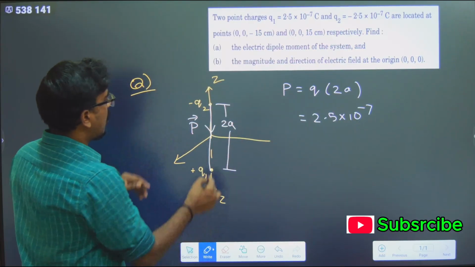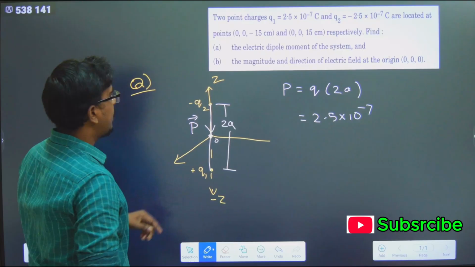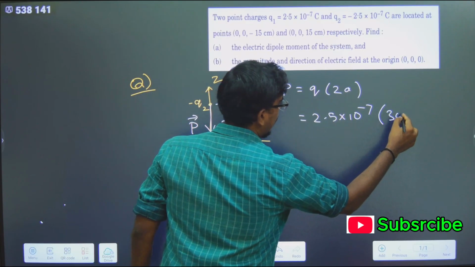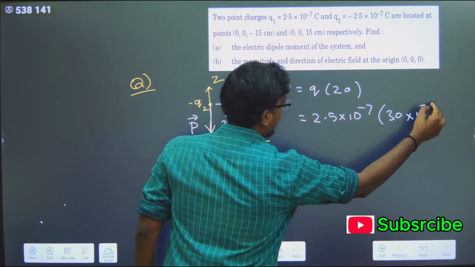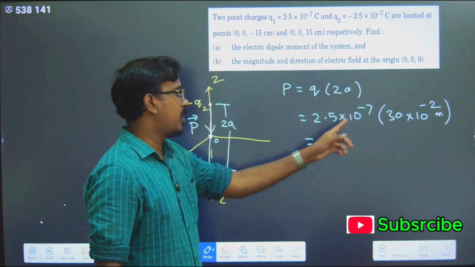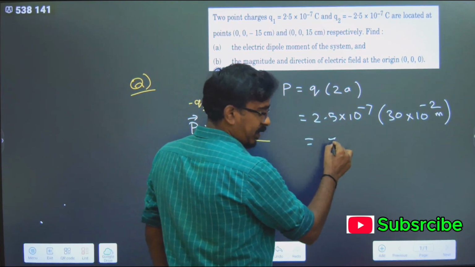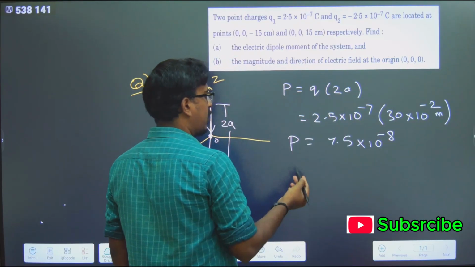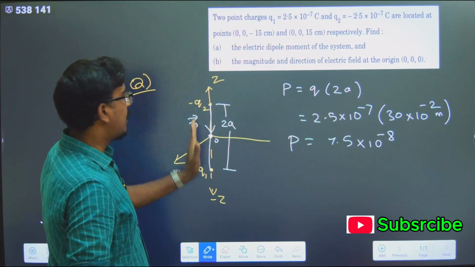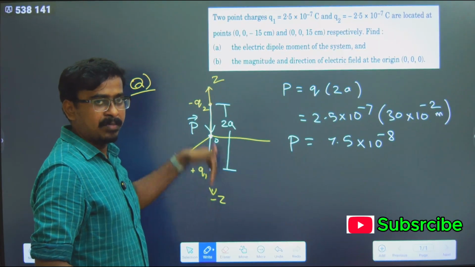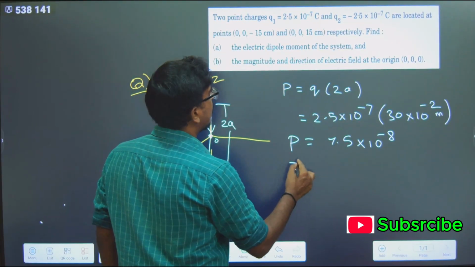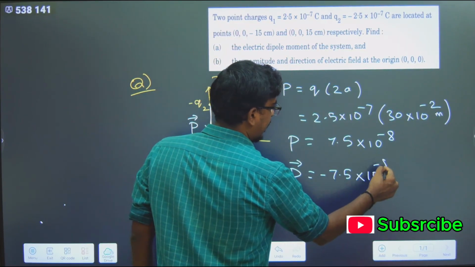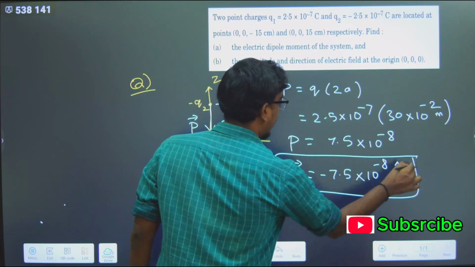So this is the value of 2a. They have given from the origin 15 centimeter, right? 15 centimeter means this is 15, this is 15. Totally 30 centimeter. 30 centimeter means 30 into 10 power minus 2 meter. I converted to meter. So when you multiply all these, we'll get the value as 7.5 into 10 power minus 8. Okay, so this is the magnitude value. But what about the direction? Direction is from above, which is plus z, to below, which is minus z. That means minus k cap. Always write with the direction. So the dipole moment is minus 7.5 into 10 power minus 8 k cap.